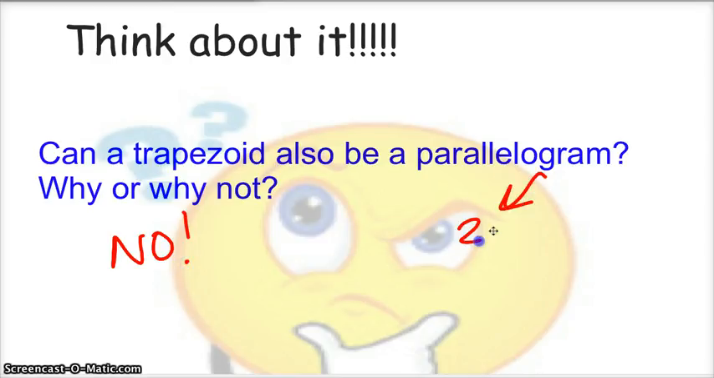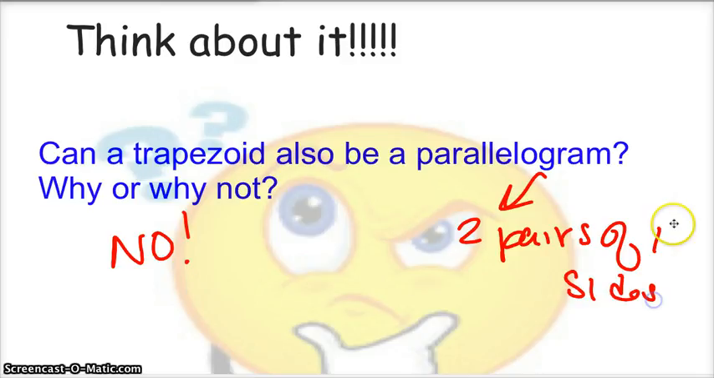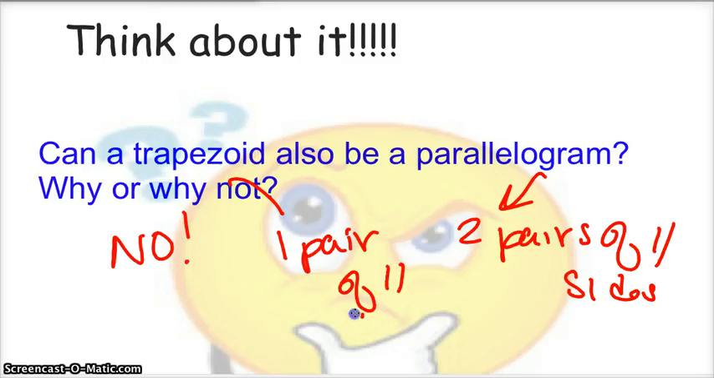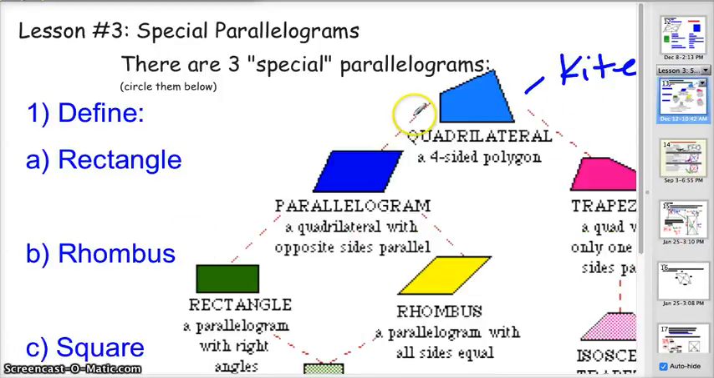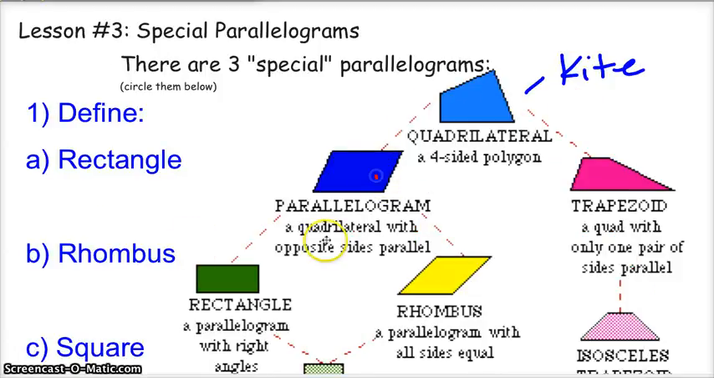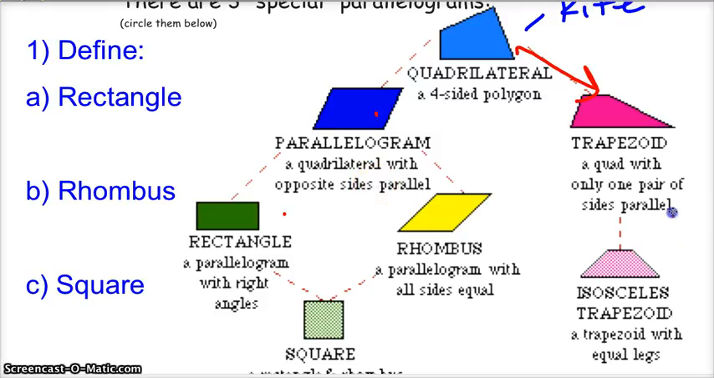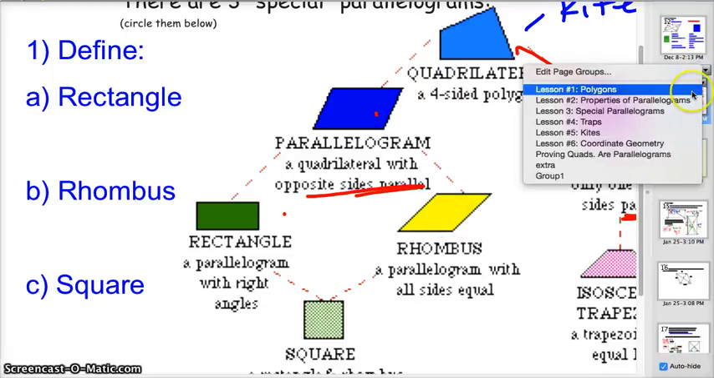A parallelogram has two pairs of parallel sides, and a trapezoid by definition only has one pair of parallel sides. If you were to turn back in your notes, and I'm going to scroll back here to this page. If you notice, quadrilateral was this whole idea here, and we started by breaking into parallelogram and then special parallelograms. Trapezoid is its own family branch. It's not related to the parallelograms at all, and again, it's because of the idea of one pair versus two pairs of opposite sides parallel. So no, a trapezoid can never be a parallelogram.